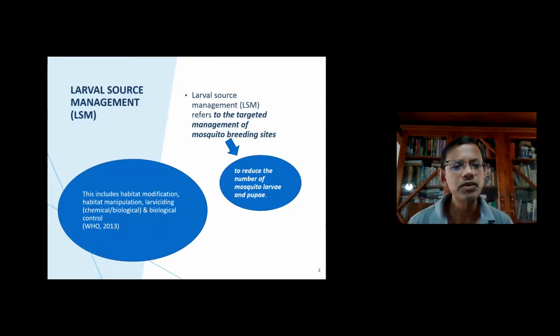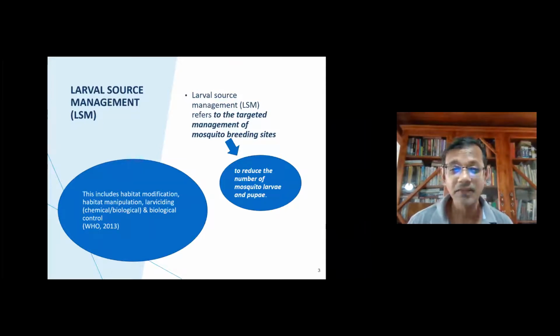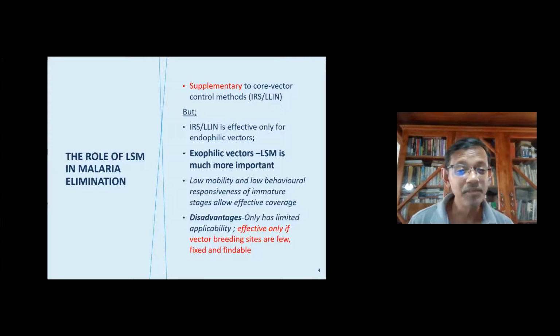So larval source management is defined as the targeted management of mosquito breeding sites to reduce the number of mosquito larvae and pupae. These include habitat modification, habitat manipulation, larviciding, and biological control. The role of LSM in malaria elimination is considered supplementary to core vector control methods such as IRS and LLIN, because IRS and LLIN have a profound influence on transmission.